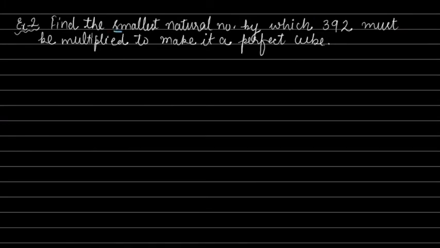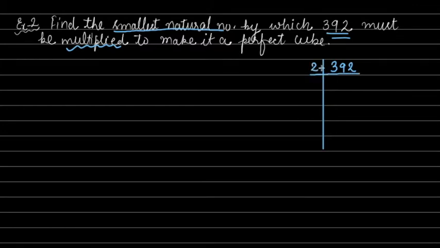Now find the smallest natural number by which 392 must be multiplied. So there will be two types of questions, must be multiplied and must be divided, to make it a perfect cube number. It means 392 is not a perfect cube number, and you have to calculate by what number you will multiply 392 so that the given number becomes a perfect cube number. Okay, so again with the same method, the first thing we will start with is the prime factorization of 392. Okay, so let's start.